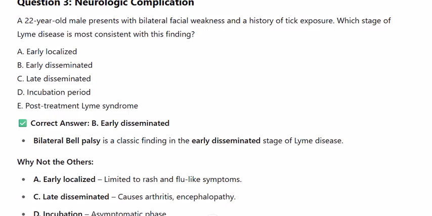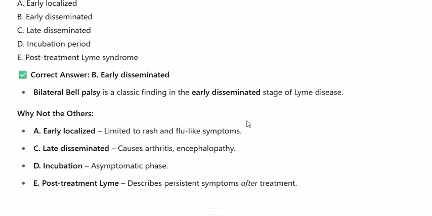Why not the others? A. Early localized, limited to rash and flu-like symptoms. C. Late disseminated, causes arthritis, encephalopathy. D. Incubation, asymptomatic phase. E. Post-treatment Lyme describes persistent symptoms after treatment.